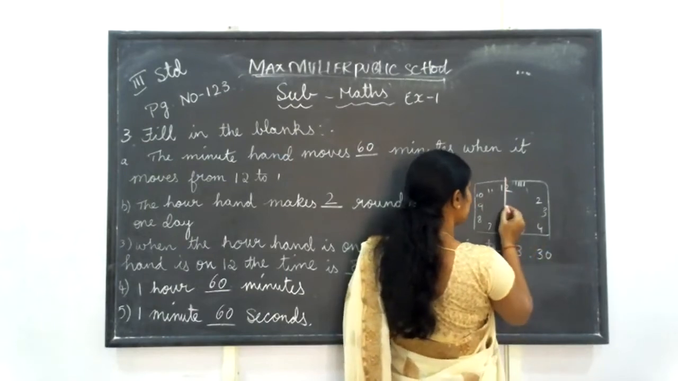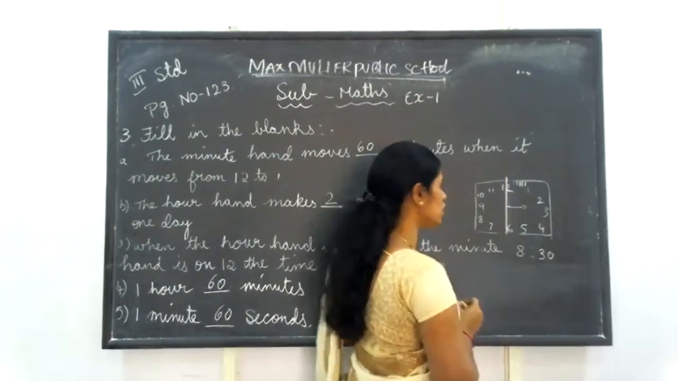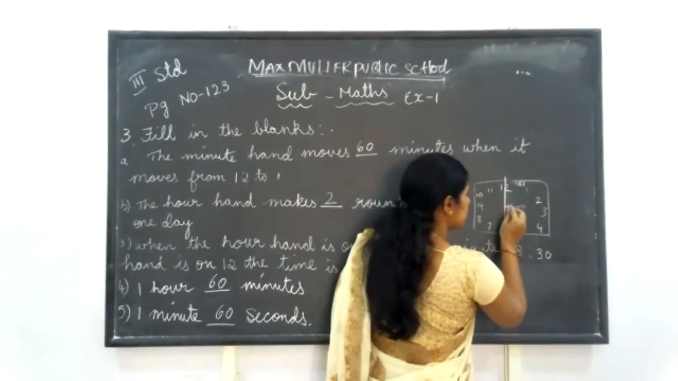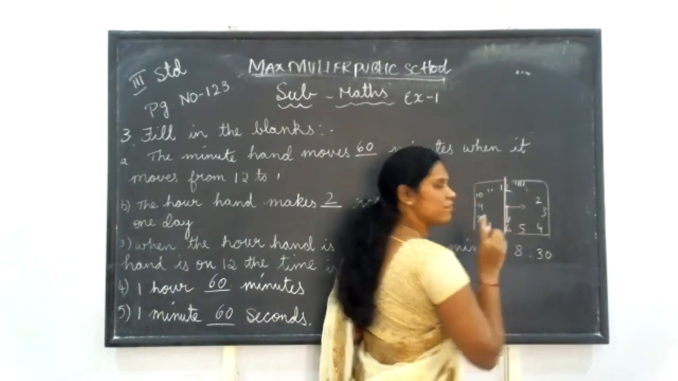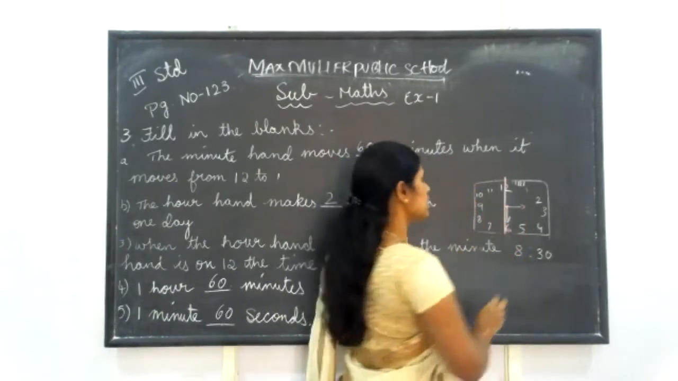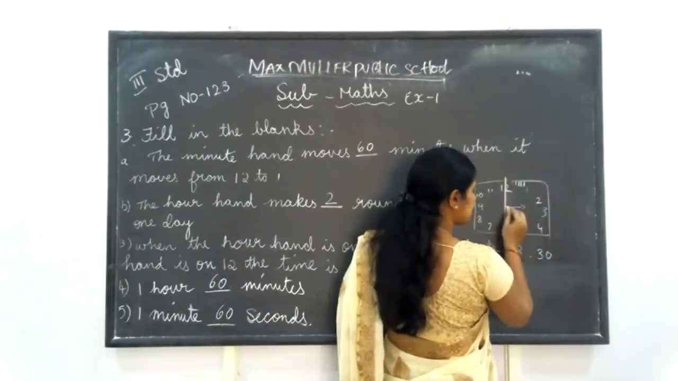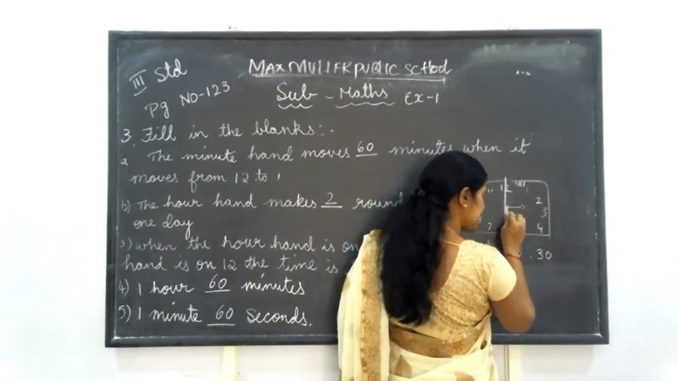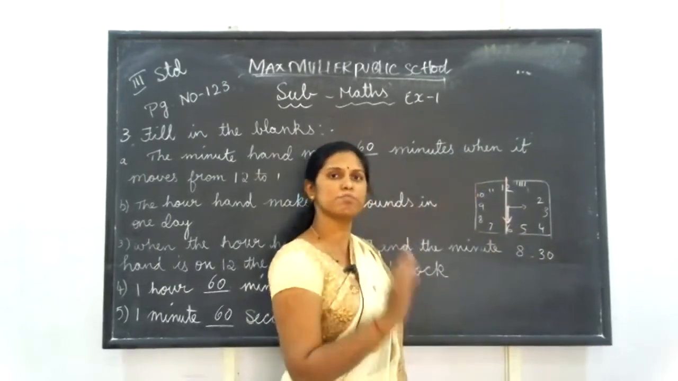Now for example, I will take 3:30. How will you do it? See here. Every time the long hand is indicating towards 6, and the hour hand is showing any number, that is called half past or 30 minutes past.